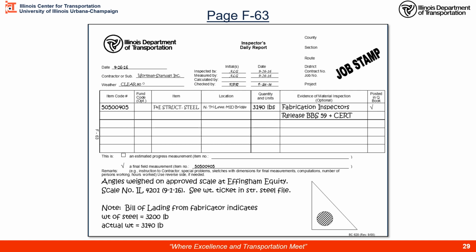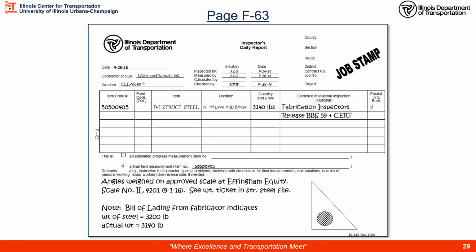The bill of lading indicated that the weight of steel should have been 3,200 pounds. However, the load of steel was taken to an improved scale at Effingham. Got their scale information, got the weight tickets on file, and they determined the actual weight was 3,140. And there could be a number of reasons that there's a difference.